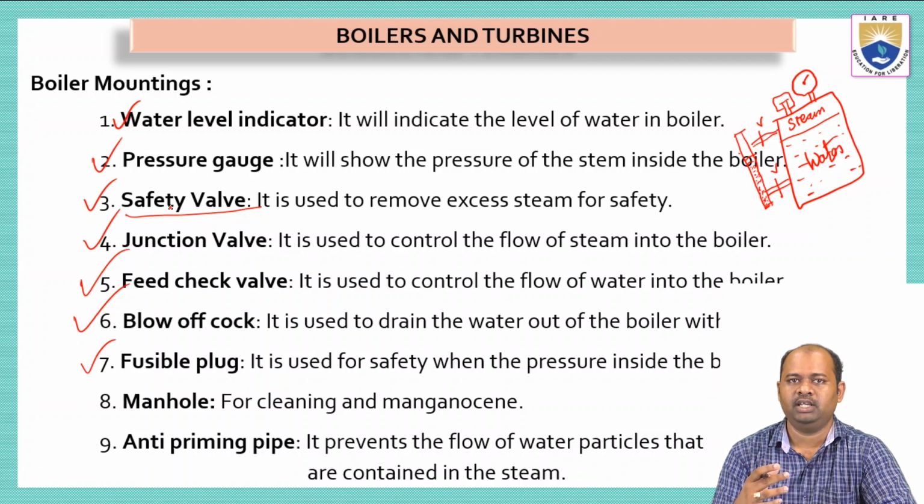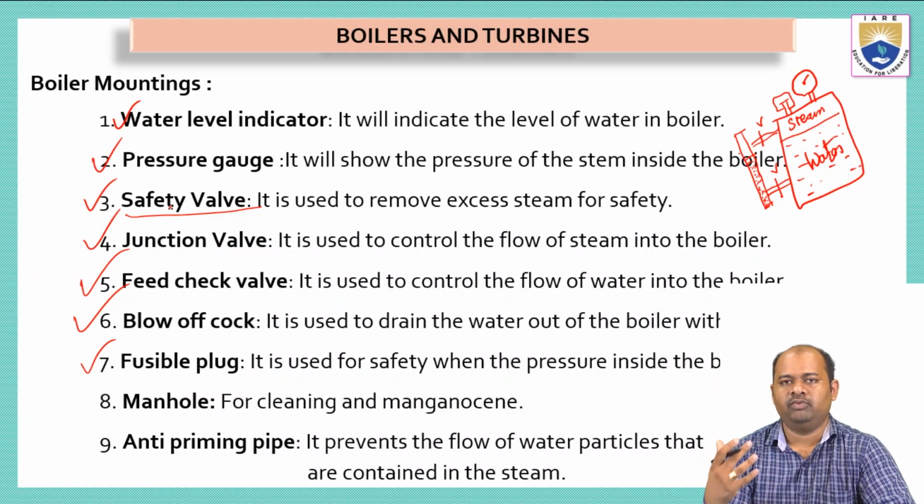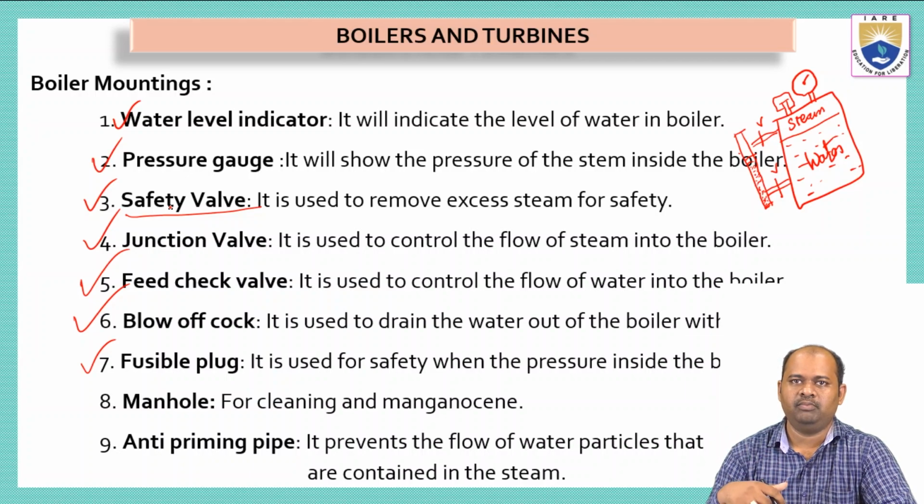So a fusible plug is a device which is connected on the surface of the boiler, just like a pressure cooker. It is made up of metal but a very thin size. Whenever the pressure is more than the rated pressure of the safety valve, it will simply blow off. That means it will be exploded. The small fusible plug will be burnt out so that the steam will escape into the atmosphere.